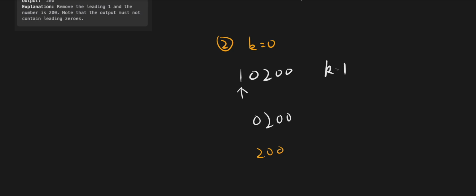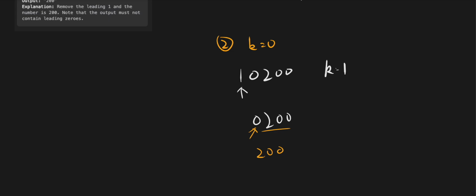In this case, we should strip the leading zeros from this string, and luckily Python has a function to deal with this, the strip string method.